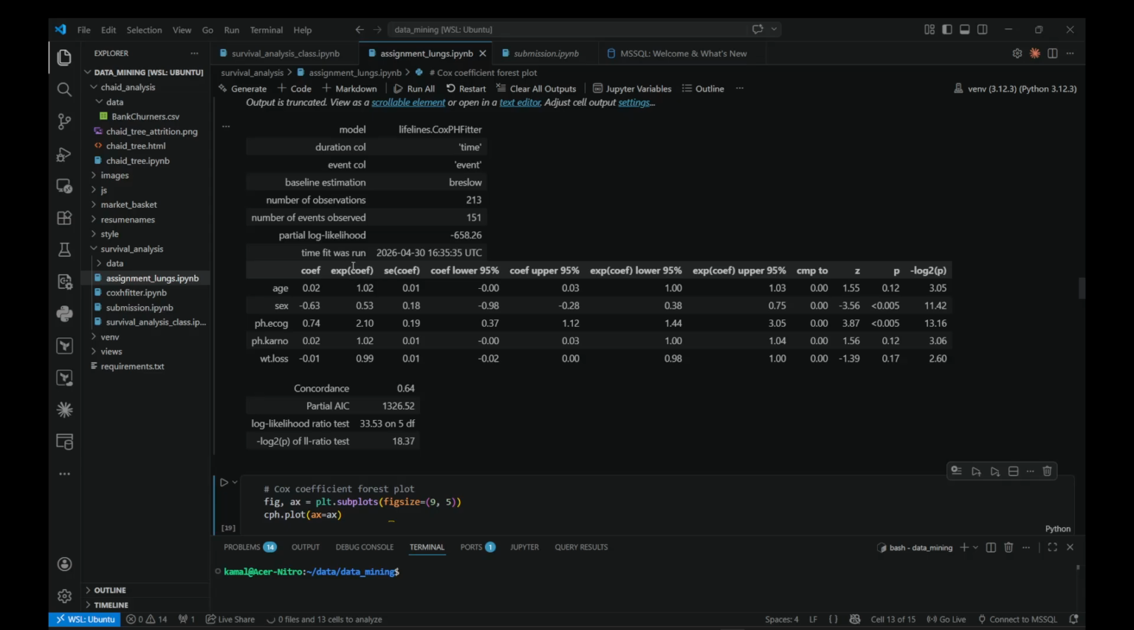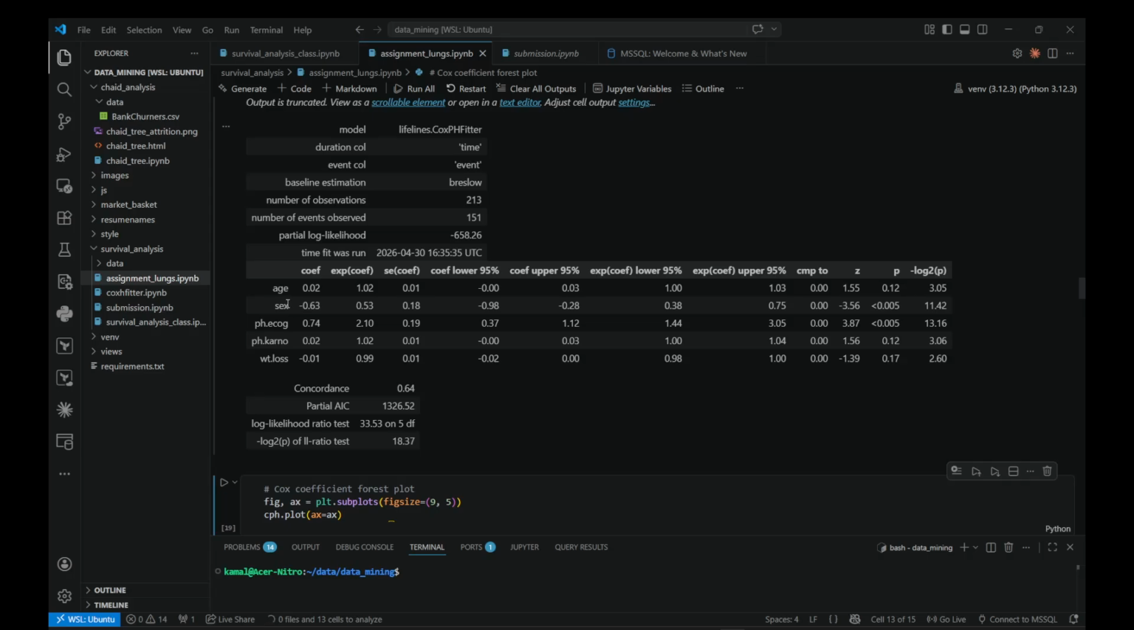A hazard ratio greater than 1 means higher risk, and less than 1 means lower risk. It is easier to interpret in practice, and in my result the two variables seem to be statistically significant.